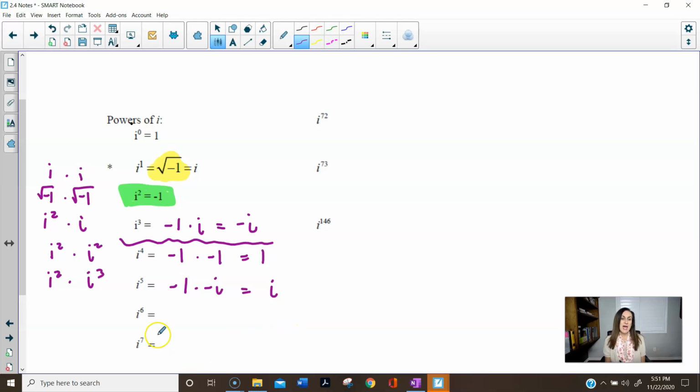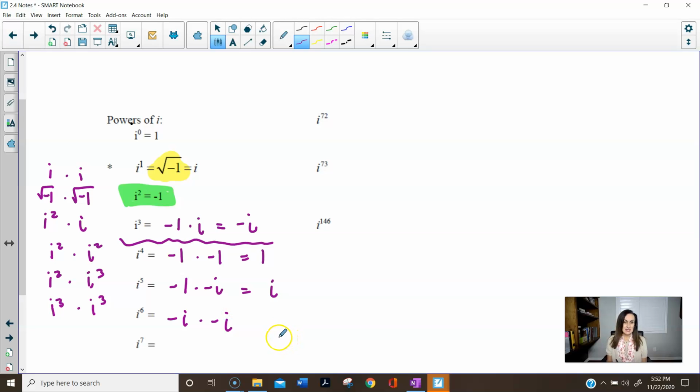So because of this pattern, I think i to the 6th should give me -1, repeating that pattern. Well, let's see what happens. Let's write it as i to the 3rd times i to the 3rd. Well, i to the 3rd is equal to -i. So this would be -i times -i.